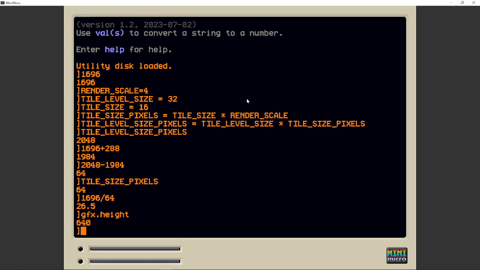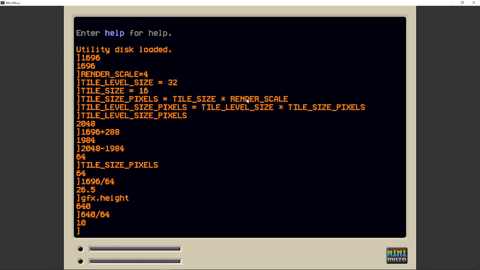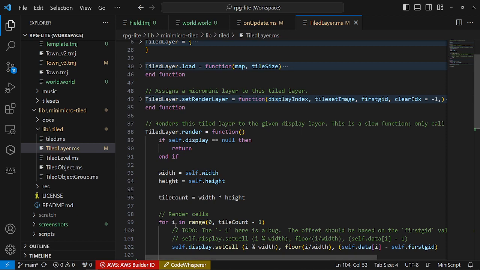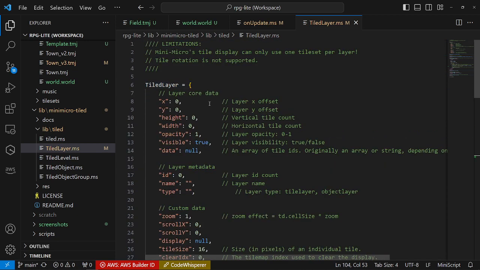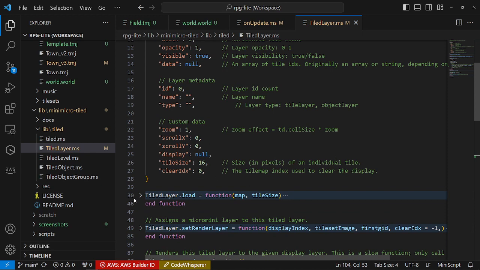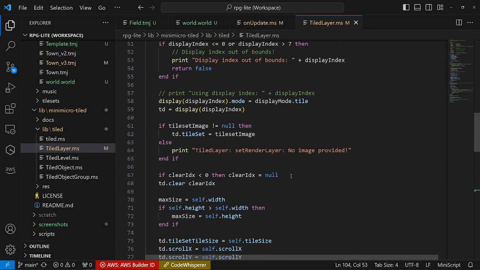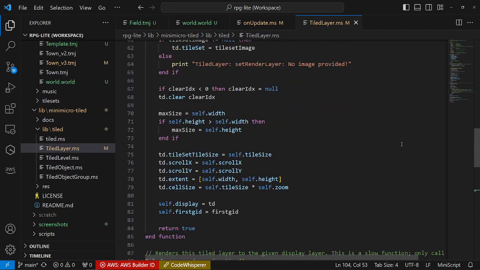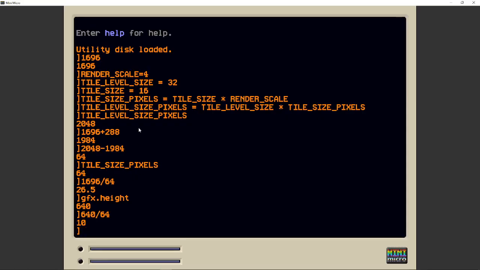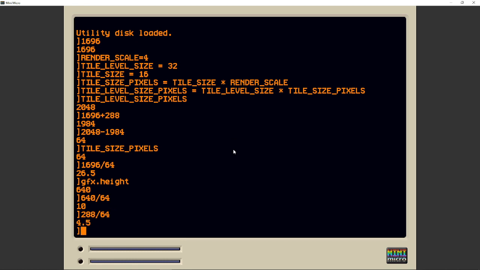We're looking at the height, 640. 640 divided by 64 is 10 tiles. That means the way the display is currently set up, we can see 10 tiles of height at one time. All right, digging through our library. Dig, dig, dig. Offset by 288. Just 4.5 tiles, that's what we were looking at yesterday.